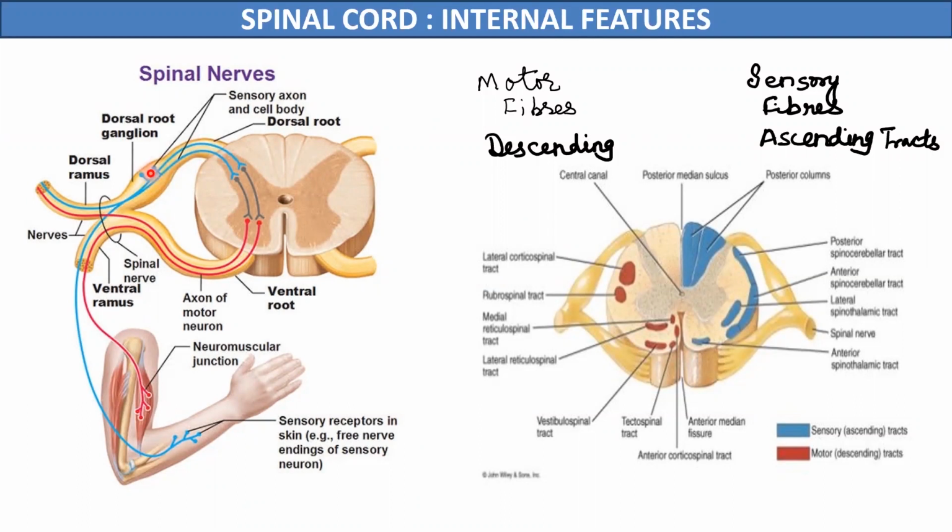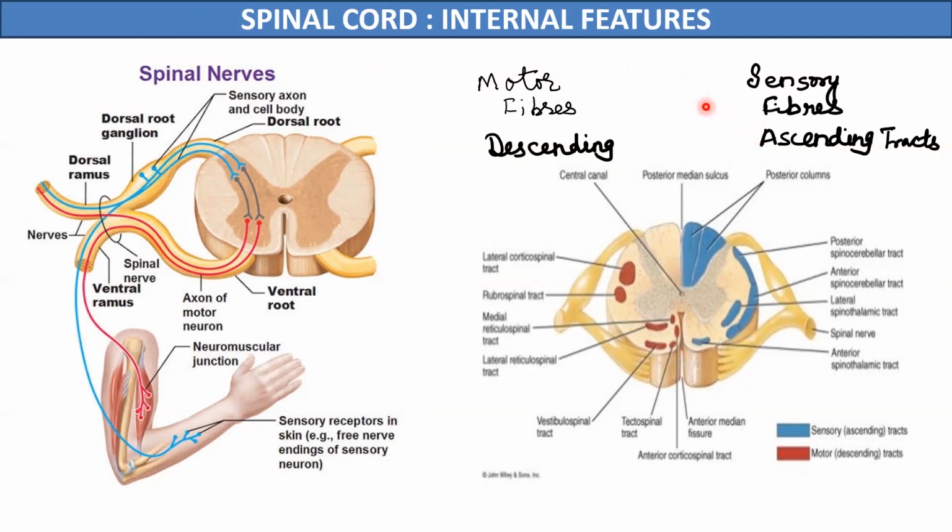So here we can see the pseudo-unipolar neurons, and these have a central and a peripheral process. The peripheral process passes towards the receptors, while the central processes pass towards the dorsal horn of the spinal cord. So the first type of fibers in the white matter are the central processes of the pseudo-unipolar neurons, and these are sensory fibers. The second type of sensory fibers in the white matter are the ascending fibers which form various ascending tracts of the spinal cord, and they carry these various sensations towards the brain.